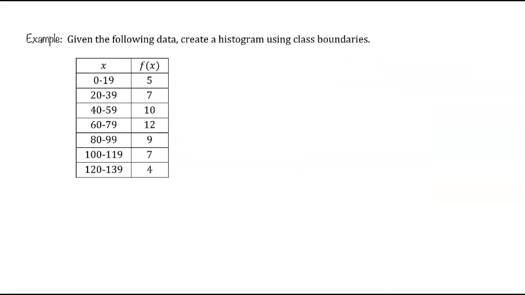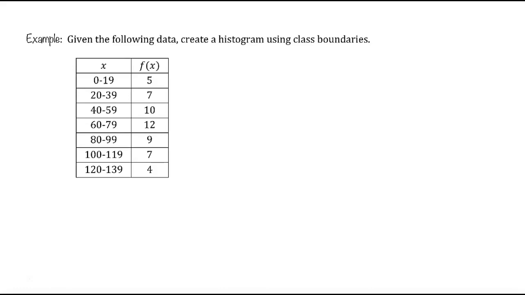Given the following frequency distribution, let's create a histogram and we will use class boundaries. On the previous page, we had a histogram that used class midpoints. So in this example, we will get a chance to see what it looks like to use class boundaries instead. Let's first find each of the class boundaries. That's the center of the gap between each class.